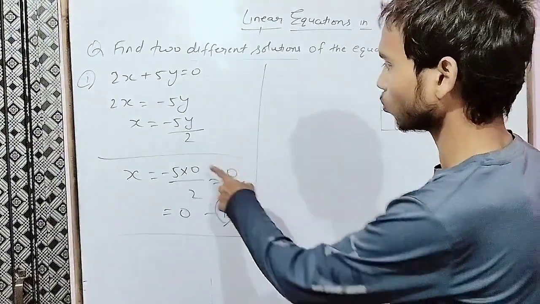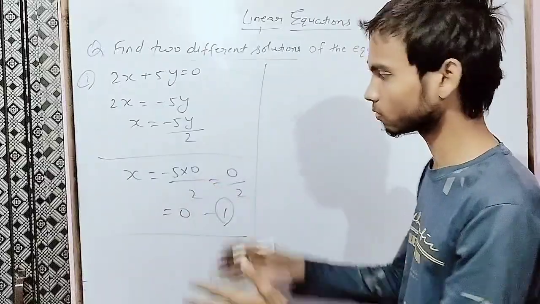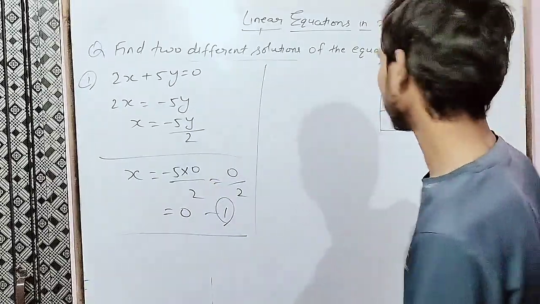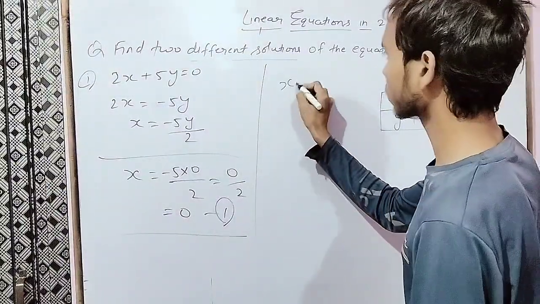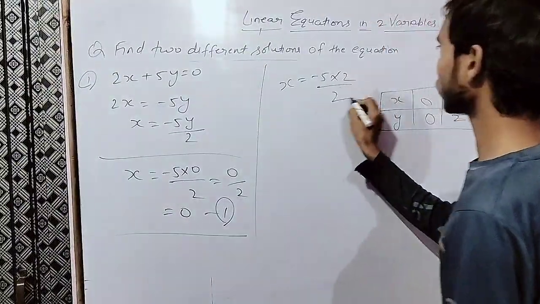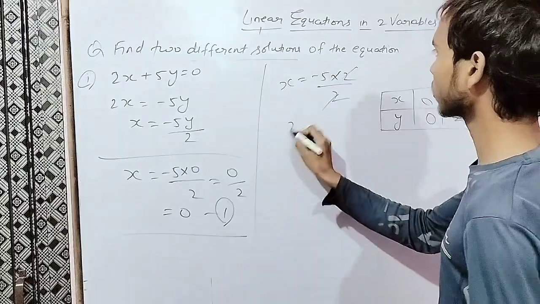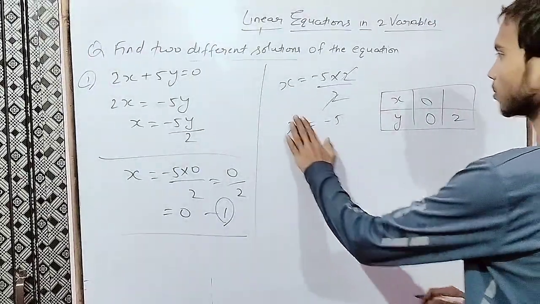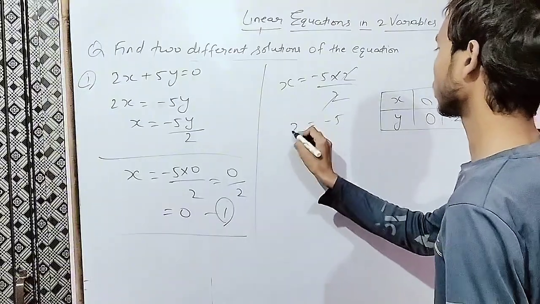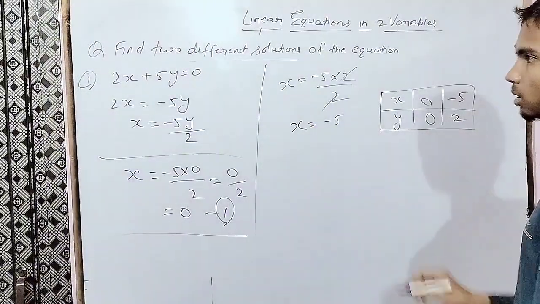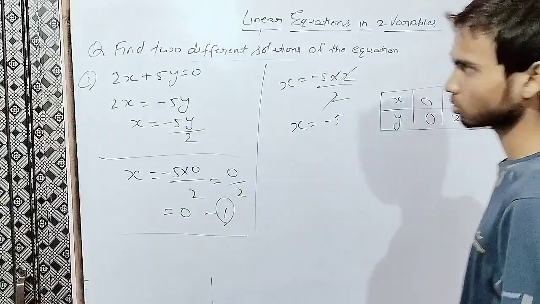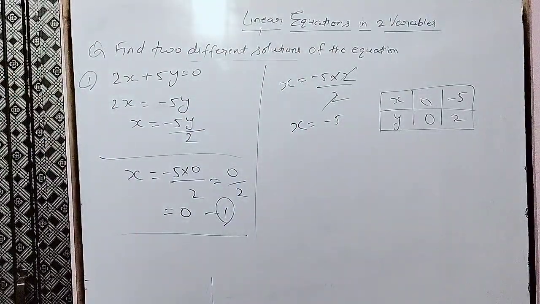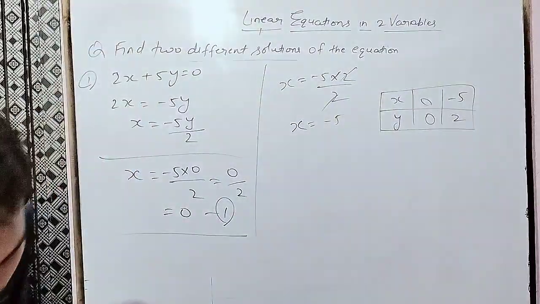Now y is 1. So 5 ones are 5, and 5 upon 2 is a fraction. So let's take y as 2. Then x is minus 5 multiplied by 2 upon 2. Here 2 will get cancelled out. So x will be minus 5. That's how you have to solve and find different solutions.